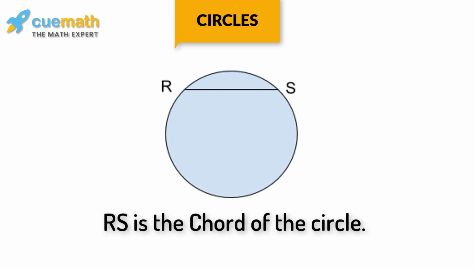RS is the chord of the circle. A chord is the segment that joins any two points on the circle. The diameter is the longest chord.